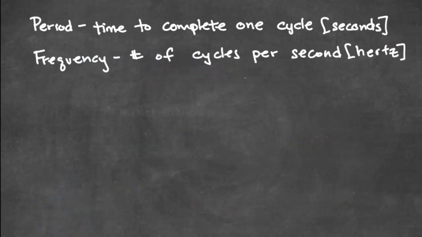Now we're going to take a look at some properties of waves that we can measure. The first is period. Period is the time to complete one cycle, and this is measured in seconds. Frequency is the number of cycles per second, and this is measured in hertz. We use the capital letter T for period, and the period is equal to 1 over the frequency. So period and frequency are inversely related to each other. We can also write frequency is equal to 1 over the period.